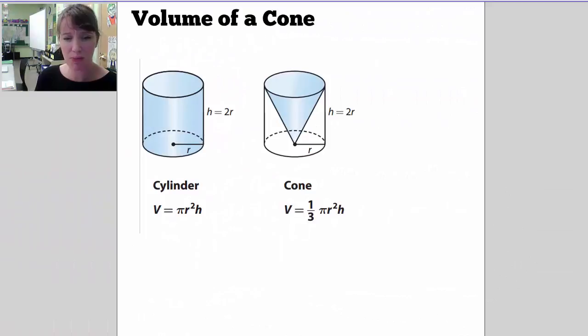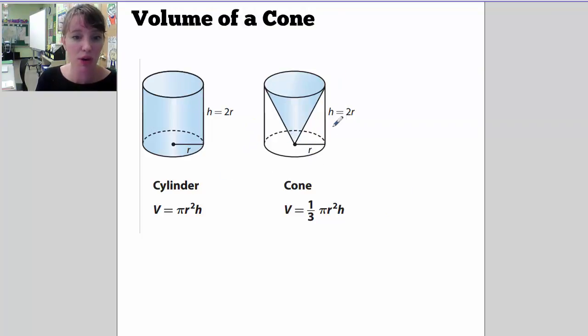Okay, so what we saw from that clip was that the woman who was performing the demonstration had to fill up the cone 3 times in order to have the water fill up the cylinder of the same height. So given the same height, the cone was only 1/3 of the volume of the cylinder, or it took 3 of the cones in order to fill up the cylinder. So this is a visual of what's going on here.